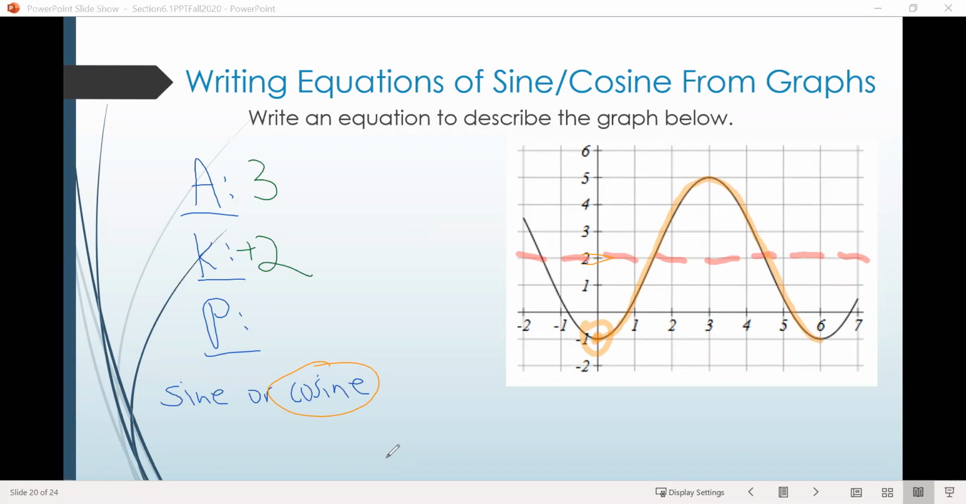And now that I know it's a cosine function, I'm going to look at the distance covered by that single period. So from here to here, it looks like on the horizontal axis that goes from 0 to 6. So it looks like we have a period of 6 here.